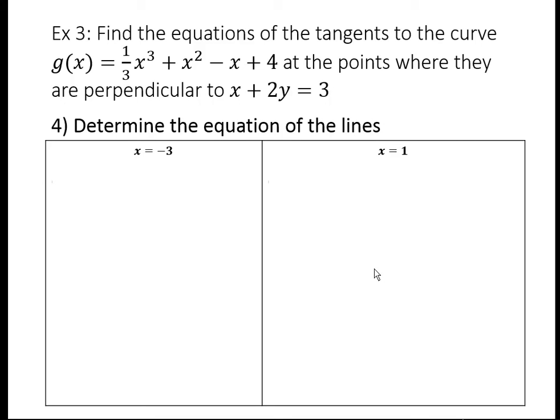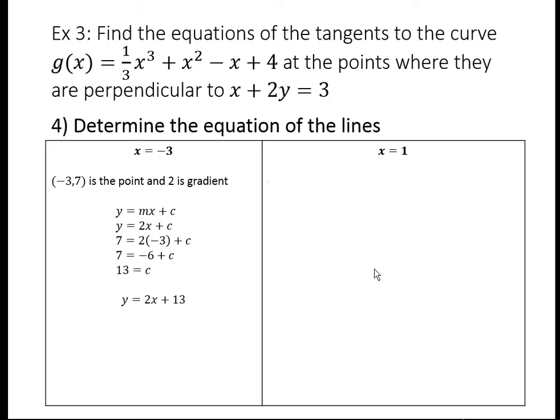So at x equals negative 3, remember my point was negative 3, 7, and the gradient is 2. So I've just done the calculation quickly here, plugging into y equals mx plus c for m, plugging in negative 3 for x, 7 for y, solve for c. Ta-da! I get that c is equal to 13. Now I can go ahead and state my final equation. One of my tangents is y equals 2x plus 13.